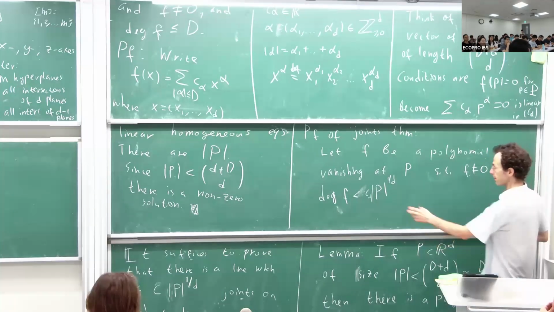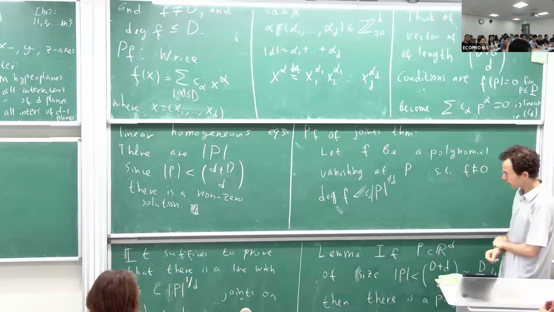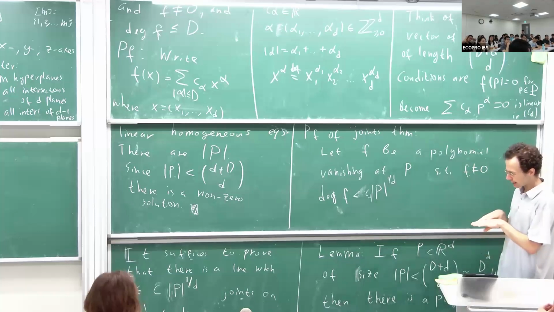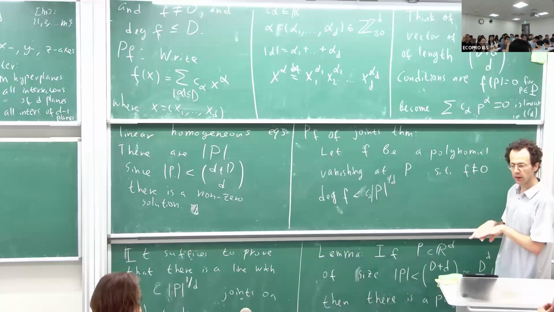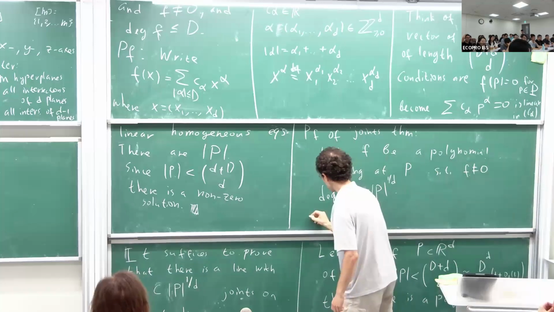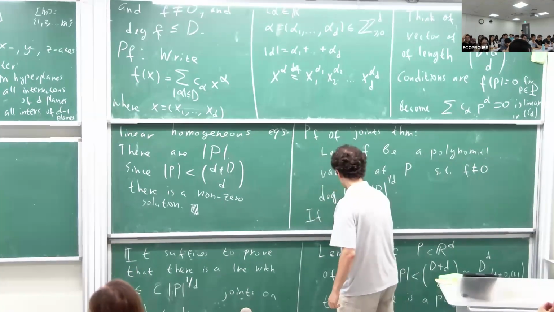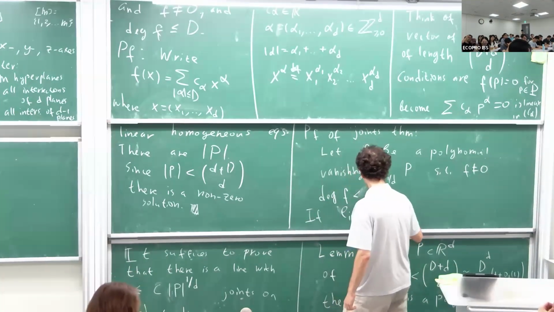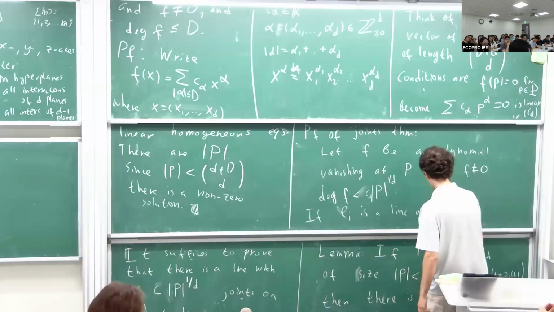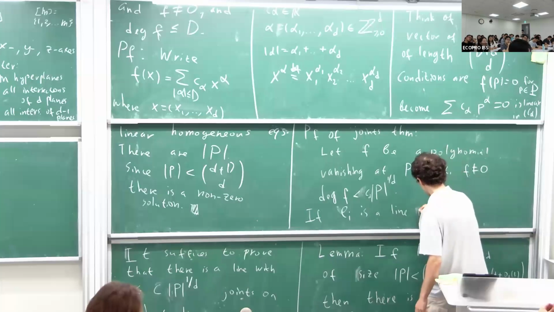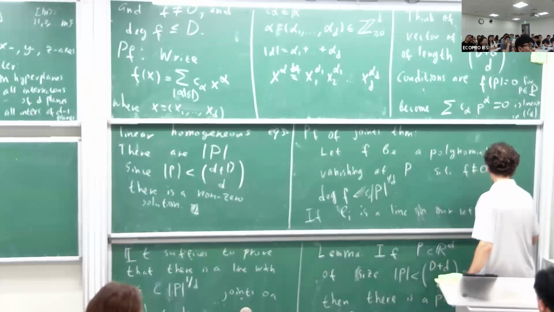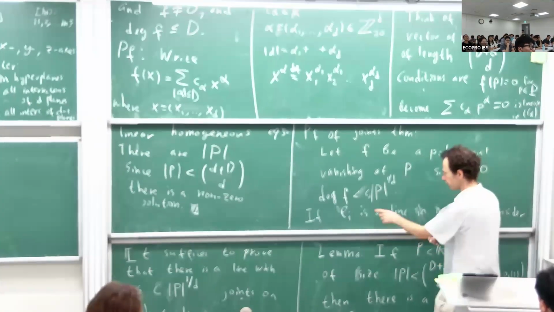All right. What do I do with this polynomial? Well, I'm going to look at every line of my set. If L_i is a line in our set, I'm going to consider the restriction of F to L.